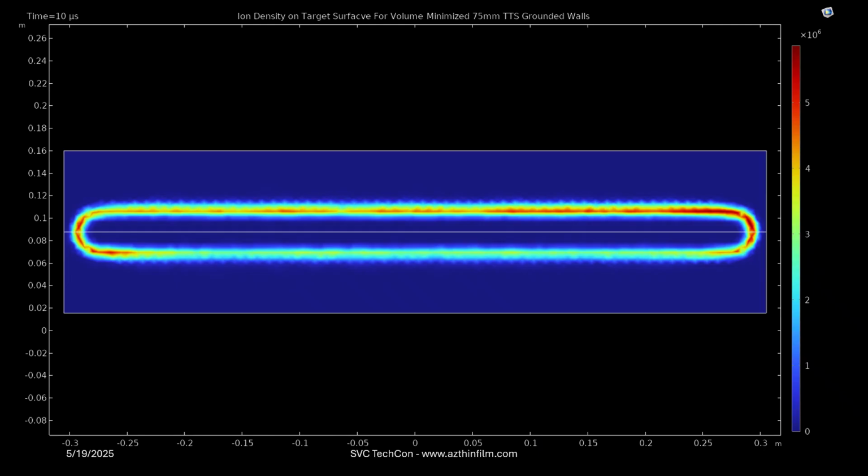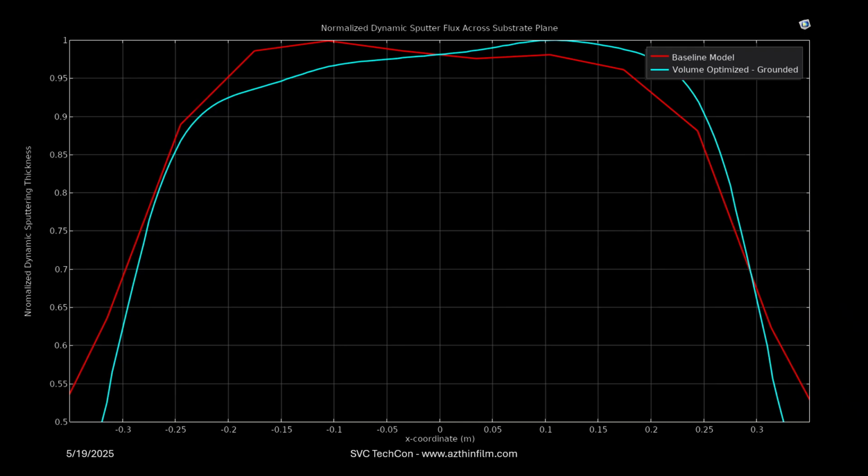And as we look at the actual ion collection on the surface of the target, we can see something that mirrors the Lorentz forces a little bit. We have a higher ion collection intensity on the outside racetrack and lower on the inside. And we have a high bias, stronger on the right-hand side of the top racetrack heading towards the right-hand turnaround. And so if I plot the uniformity profile for this, the baseline model is, again, that red curve, and the current model with the volume optimized is the blue curve.